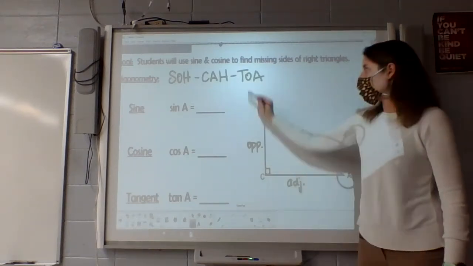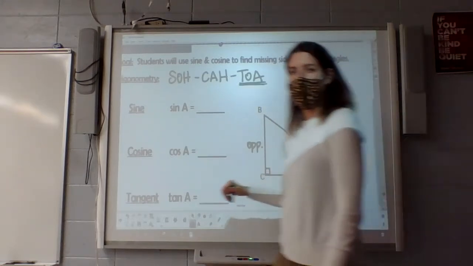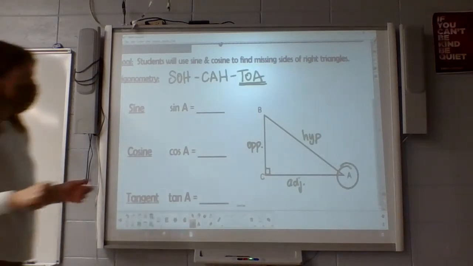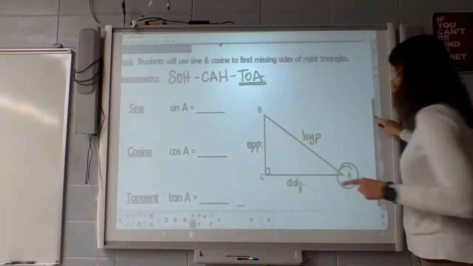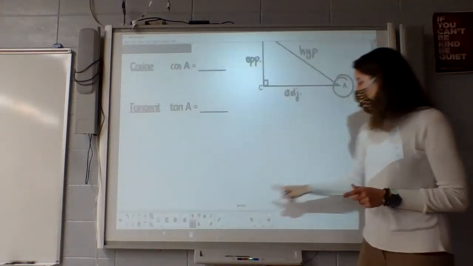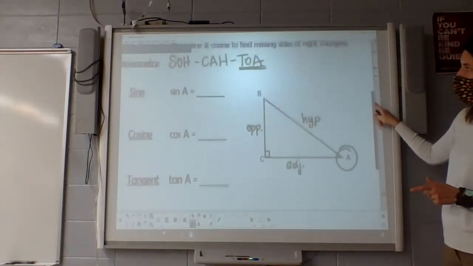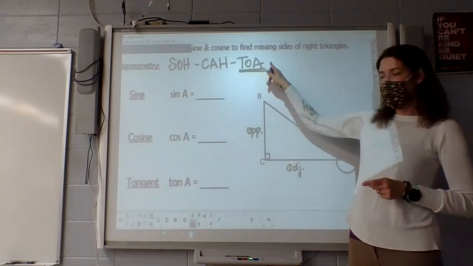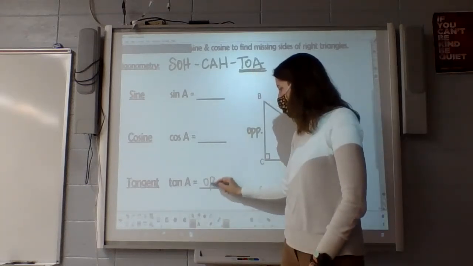We learned TOA yesterday. What do you think that stands for? Yeah, the tangent, opposite, and adjacent? Yeah, so they're telling you what goes in which part of the ratio. So the T is tangent, so that's telling me it's opposite over adjacent. So it's kind of like a little memory tool.